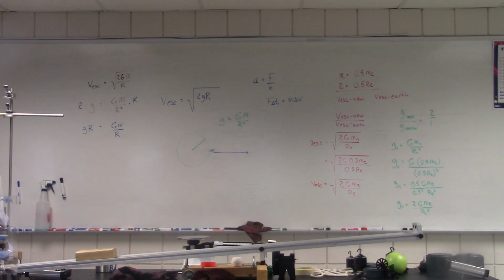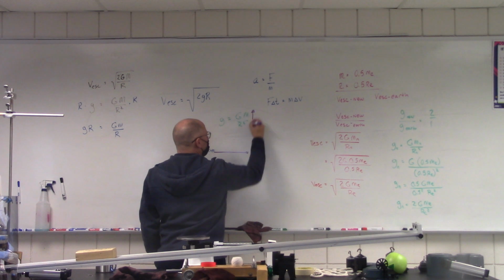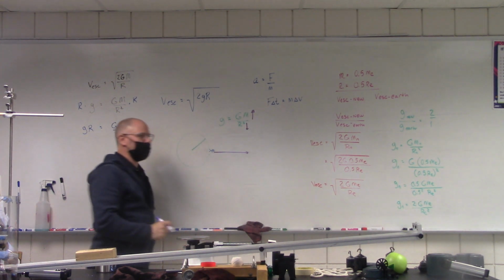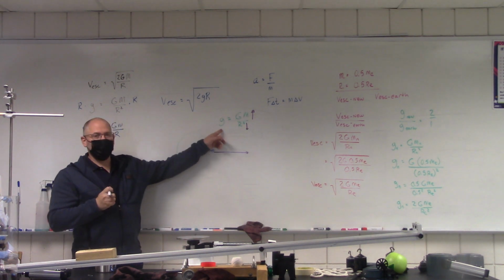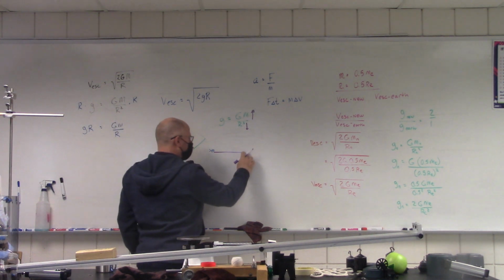But then what do they do? They're like, that's fine. I'm going to make my mass bigger, and I'm going to make my radius smaller, so that my g value is so big that not even light can make it off the planet.